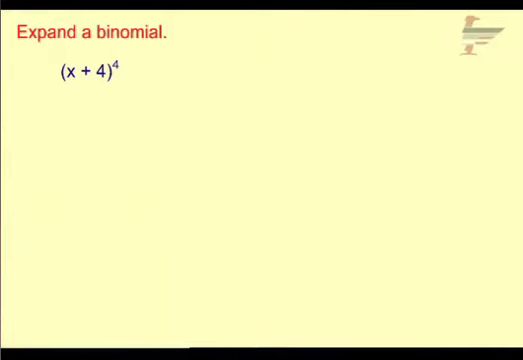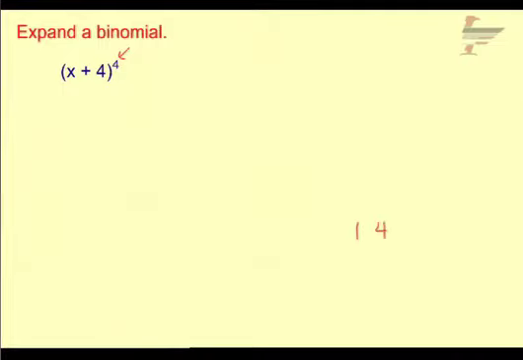A binomial, we want to remember Pascal's triangle. And we look at our binomial, x plus 4 raised to the fourth power. This fourth power is what's going to help us out. We want the row of Pascal's triangle that's going to go 1 and then have a 4.